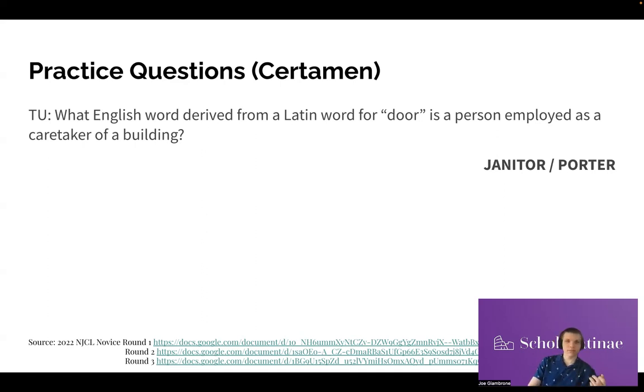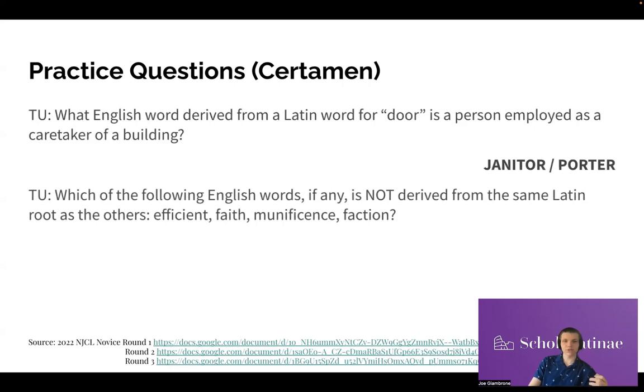Another kind of question they might ask here is, which of the following is not derived from the same root? And here they give you a list of words. So efficient, faith, munificence, and faction. In fact, the answer is faith. The other 3 all come from facio, which means to do.